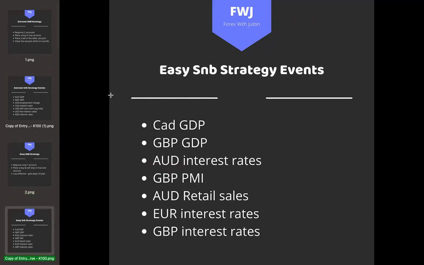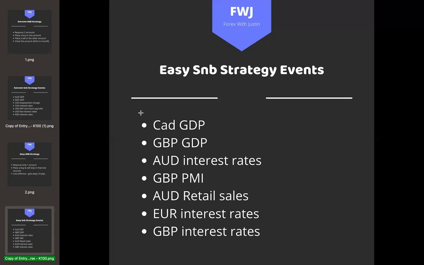Anyway, moving on. The easy SNB has its own list of news events, just like the extreme, like I showed you guys yesterday. The list includes CAD GDP, which is the Canadian currency. Then there's GBP GDP, AUD interest rates, GBP PMI, AUD retail sales, Euro interest rates, and GBP interest rates.